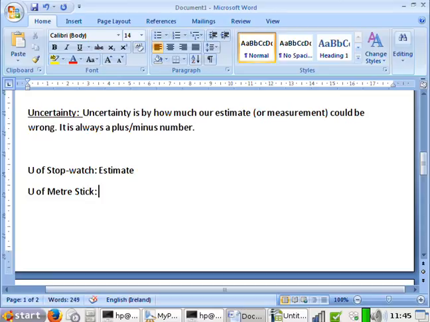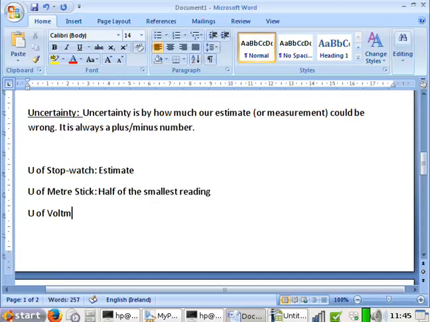In other words, it's half of the smallest reading. So whatever you feel is the smallest number you can read on it, the uncertainty is half of this number. So for the meter stick, what's the uncertainty? Maybe half a centimeter or a quarter of a centimeter, something like this. These are all just conventions, they're not strict rules.